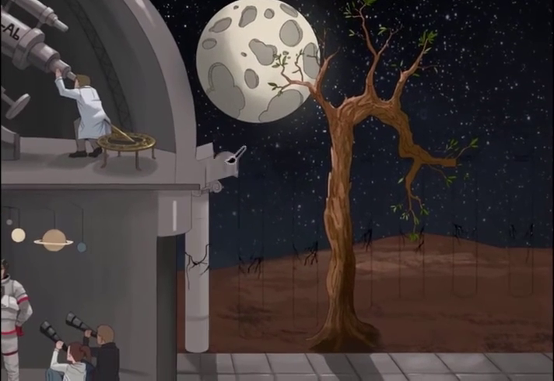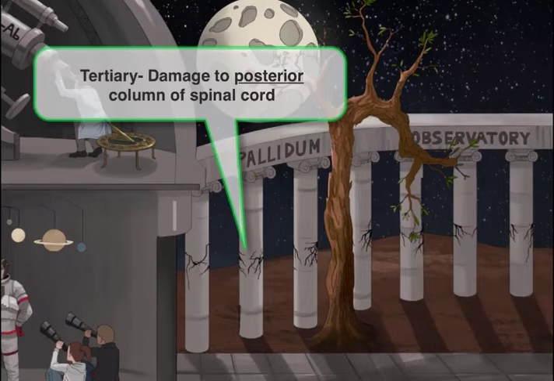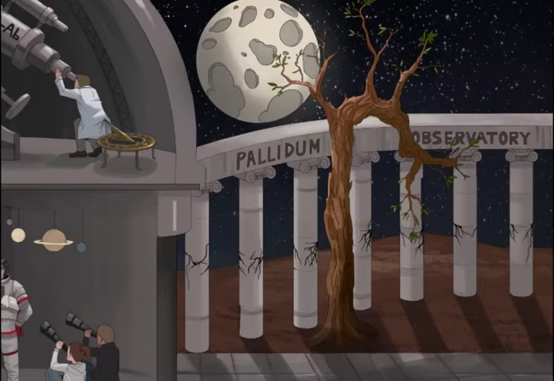So to represent damage to the posterior column of the spinal cord, we'll add some columns here in front of the pallidum observatory. Notice the columns are in the back of the picture, so these are posterior columns that we're showing are cracked and damaged.